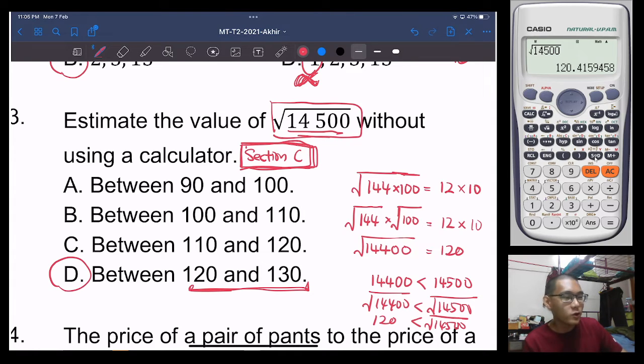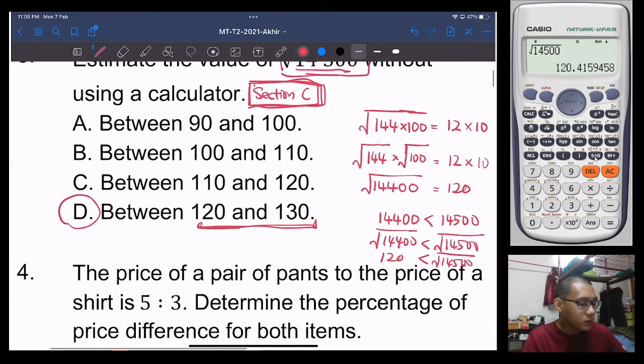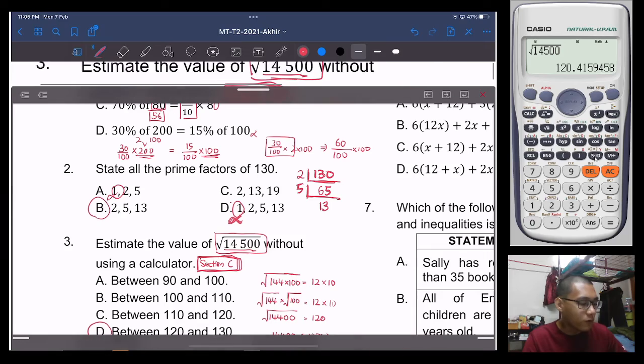Okay, so this one you can try. Without using a calculator, you are still able to answer it. But you need to have a skill lah. Be familiar with the perfect squares until 12. At least until 12, you can understand it. Okay, so this is for question 3. Now for question 4.